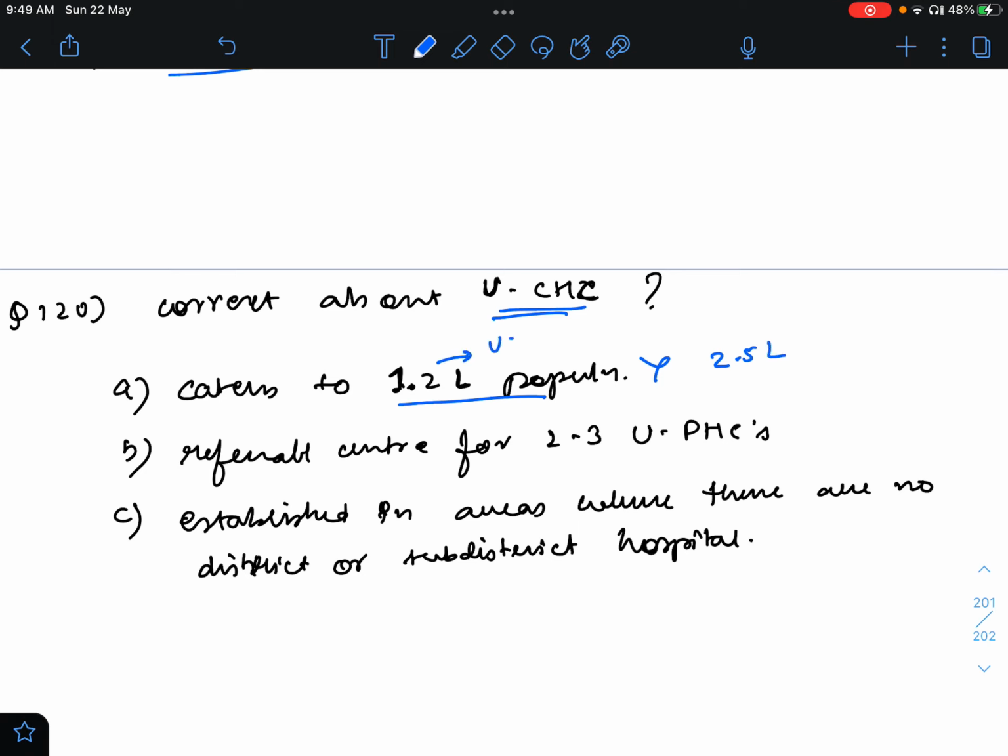So, the normal CHCs, for that it is 1.2 lakh. And reference center for 2 to 3 UPHCs. Actually, I have marked this as the answer, but I came and checked it, and it is not 2 to 3 UPHCs. It is actually 5 to 6 UPHCs, or 4 to 5 UPHCs. Sorry. So this will also not be the answer. I think the answer is established in areas where there are no district or sub-district hospital.